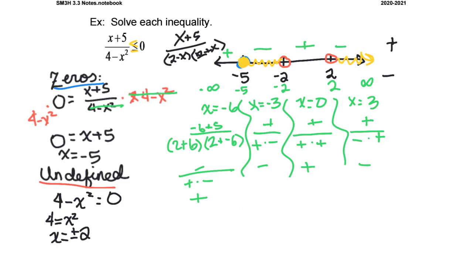So from -5, including -5, to -2, but not including -2, so we use a parenthesis, union 2 with a parenthesis to infinity, and infinity has a parenthesis as well. And that is your solution. It is those intervals on the function that are going to give you negative outputs. Those are the x values you use to get negative outputs. That's what we found.